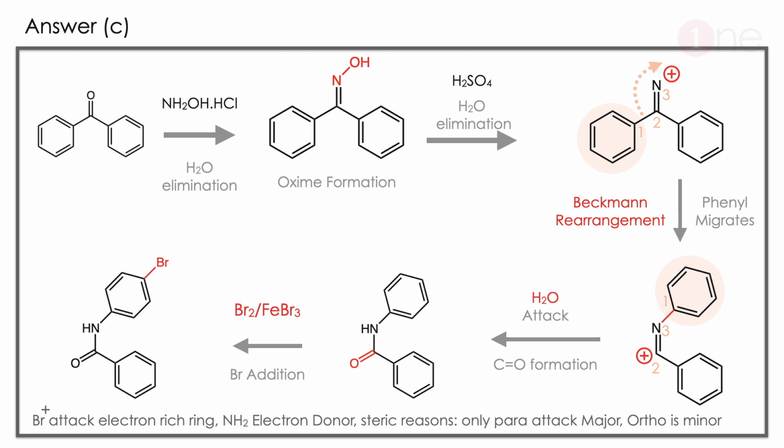Here you have to know two things. One is Beckmann rearrangement and the selectivity of bromination, where the electron dense ring will undergo electrophilic substitution reaction.